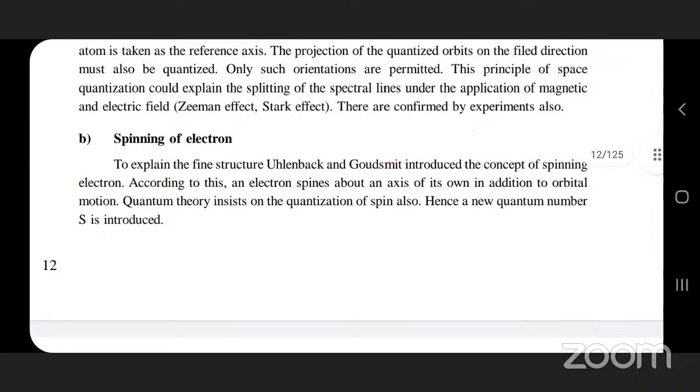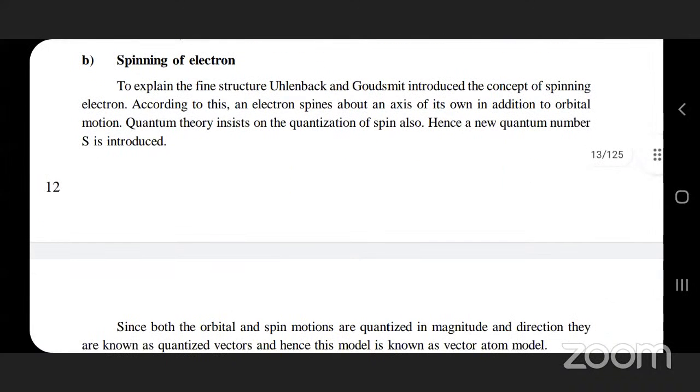Next is the spinning of the electron, and how the spinning of the electron takes place, whether in an upward direction or a downward direction. Upward you consider as positive, and downward you consider as negative. So the spin of the electron is plus half or minus half. And if you want to explain the fine structure, Uhlenbeck and Goudsmit introduced the concept of the spinning electron.